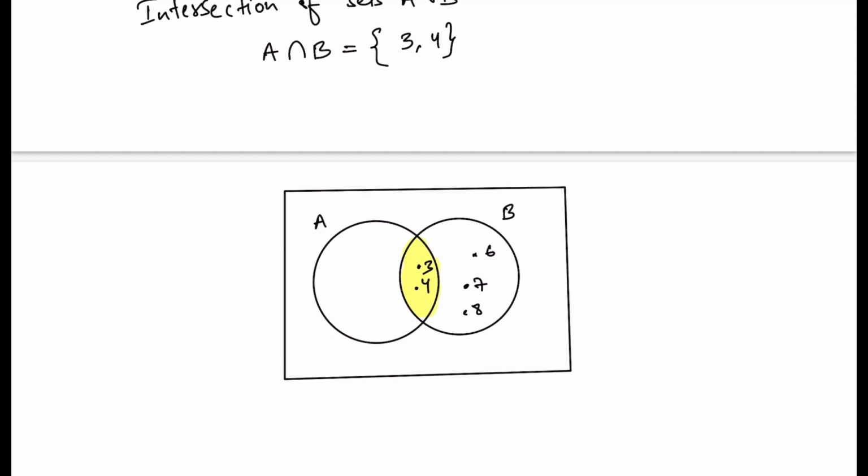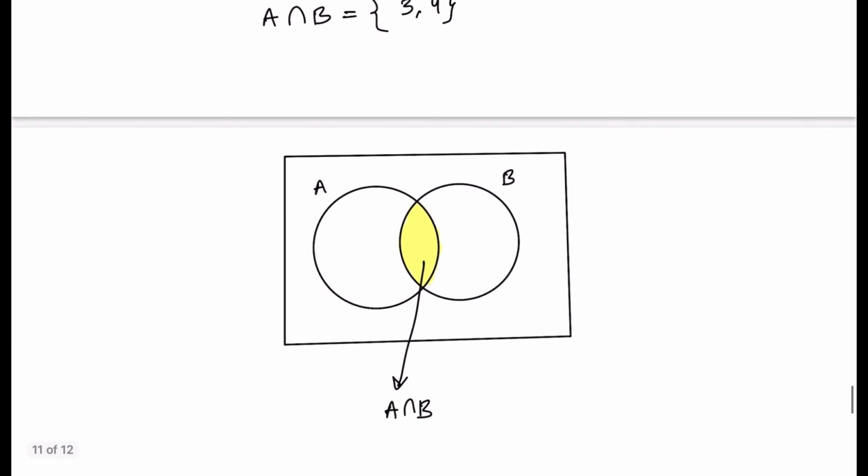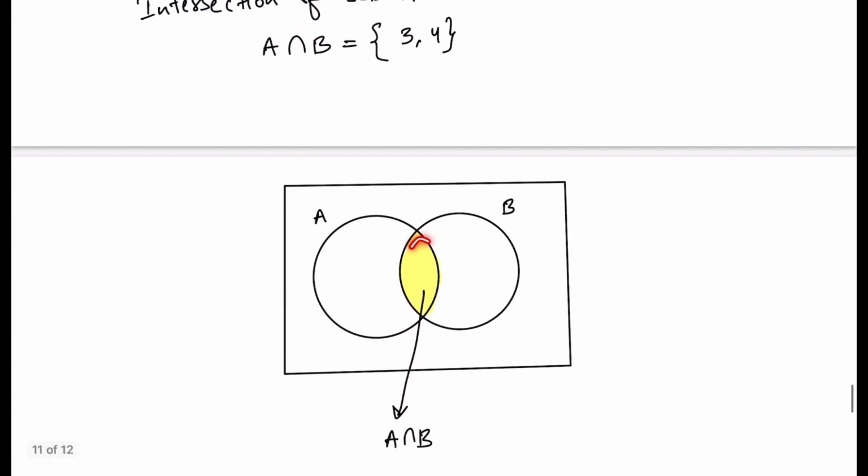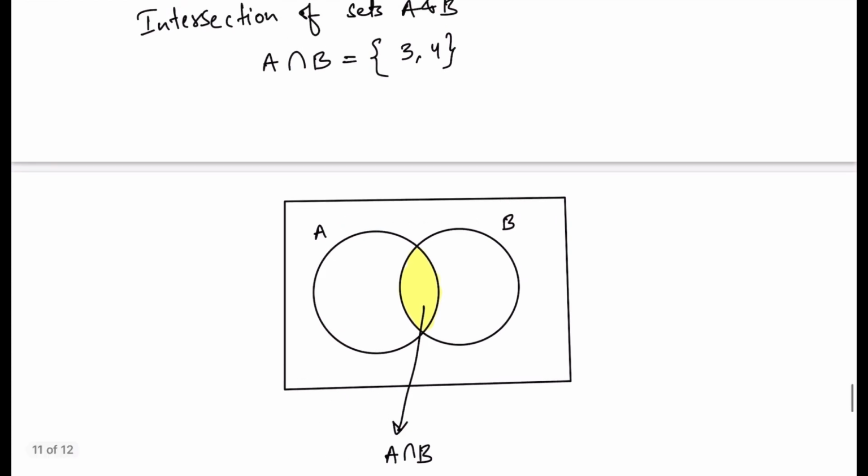So I can remove this and I can simply say that this is the region for intersection, A intersection B. This is the region for A union B, and this is the region for A intersection B. This is how we show the regions for A union B or A intersection B. Okay. Next, we'll move on to difference of sets.